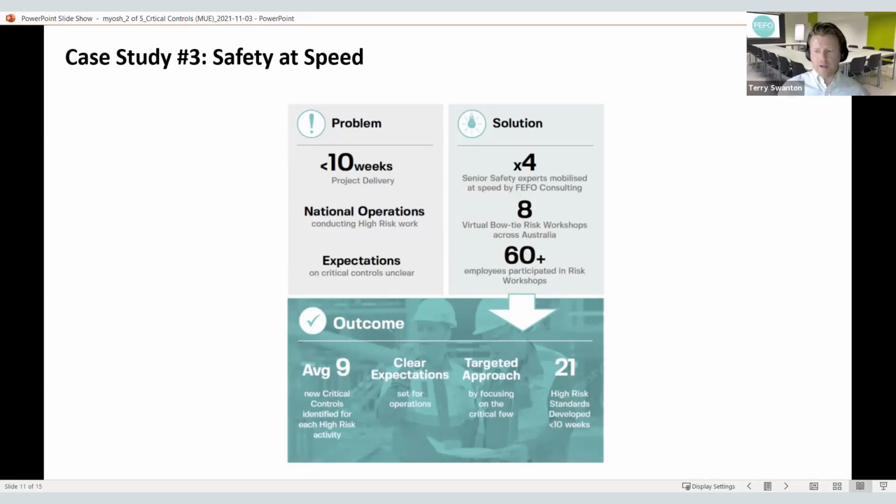So I guess with that, an average of 9 new critical controls, there must have been a few aha moments there for the team.